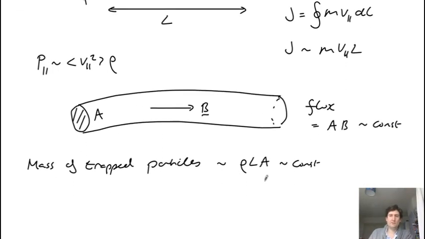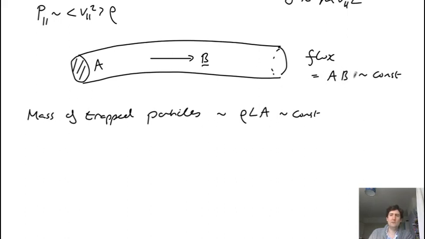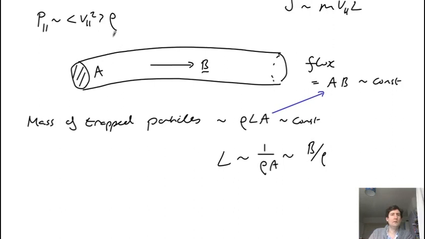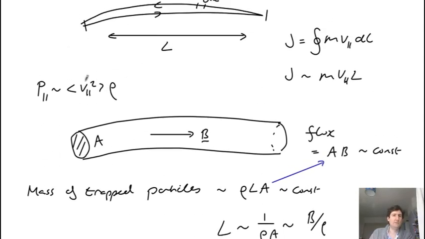And then we just rearrange this so that using this conserved flux, we can relate A to B. And so we end up with L is roughly 1 over rho A, just moving this over here, and this is roughly B over rho by combining it with this flux conservation. And so now we can combine the length, B over rho, with the definition of the parallel pressure in terms of V parallel, and put this into here.